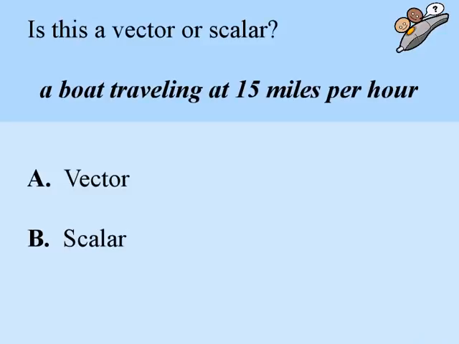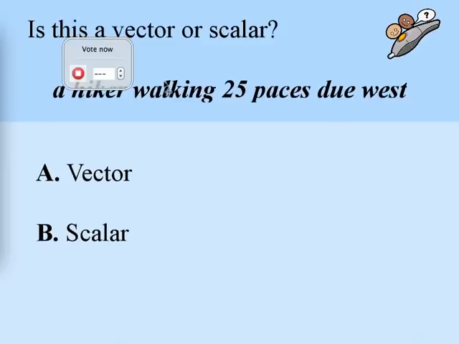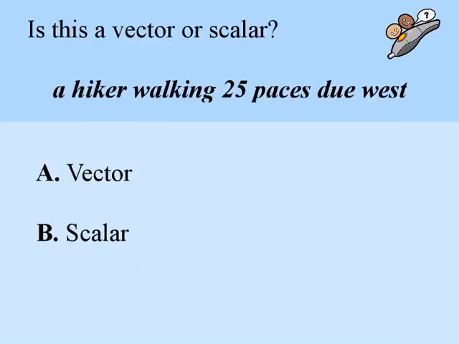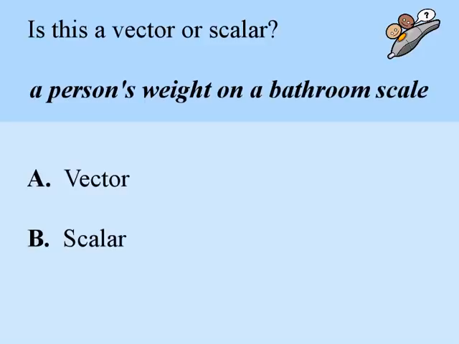So, let's look at another one. A hiker walking at 25 paces due west. Vector or a scalar? Christina, vector, nice job. You may have been slow, but you were accurate, so that's all that matters.